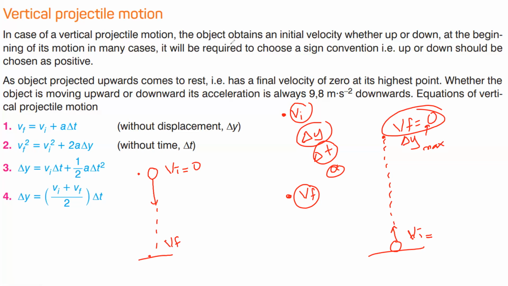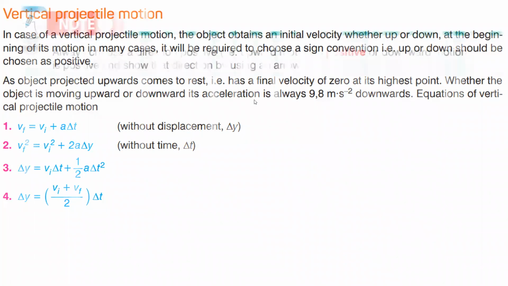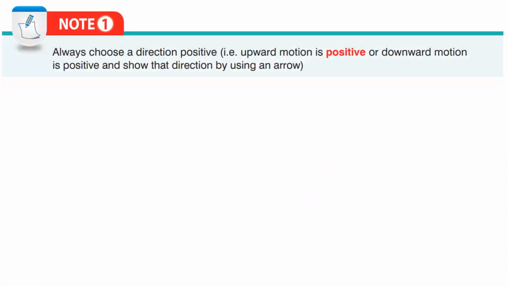Let's see what else we have. Please read, just go through all of them when you have time. All right, note one, important point one. Always choose a direction as positive. Maybe upward motion is positive or downward motion is positive, but you must choose a direction and show that direction by using an arrow. That's important. Why? Because if you know direction of motion, it's easy to calculate.